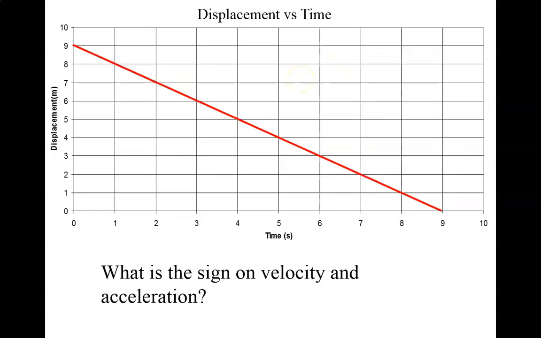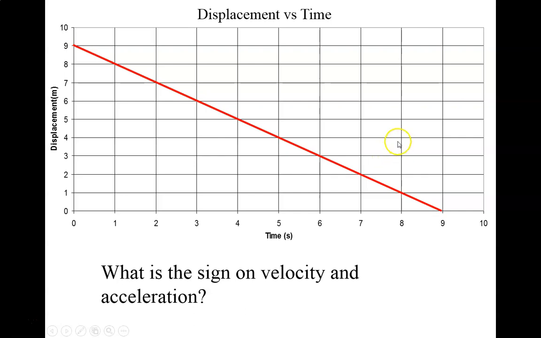What about this guy? What's the sign on the velocity and the acceleration here? Well, the slope is negative, which means the velocity is negative. Okay, and as time passes, we're moving towards the negative region on the displacement. We're moving towards 0, and then if this continued, we'd move into the negative. So my velocity is negative.